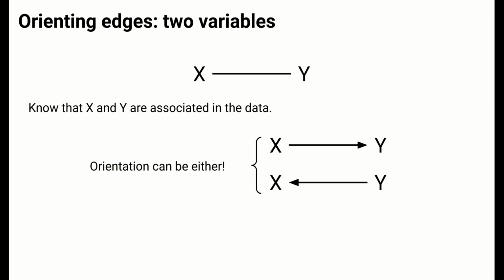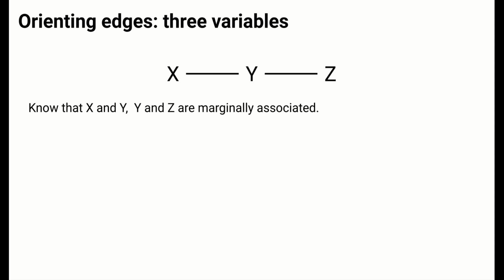Suppose we're looking at a connected pair of variables in the graph skeleton, x and y. We know that x and y are associated in the data, but this tells us nothing about the orientation of the arrows. It turns out when orienting edges, looking at two variables at a time won't get us anywhere. Looking at three variables at a time is more fruitful, though.